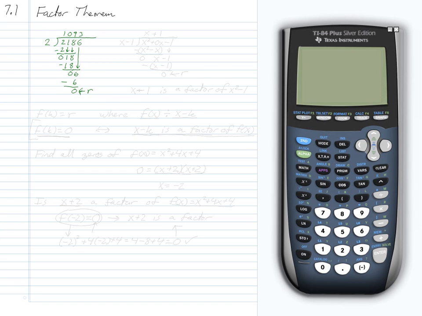The same is true with polynomials. For example, x minus 1 dividing x squared minus 1. So let's add an x term.